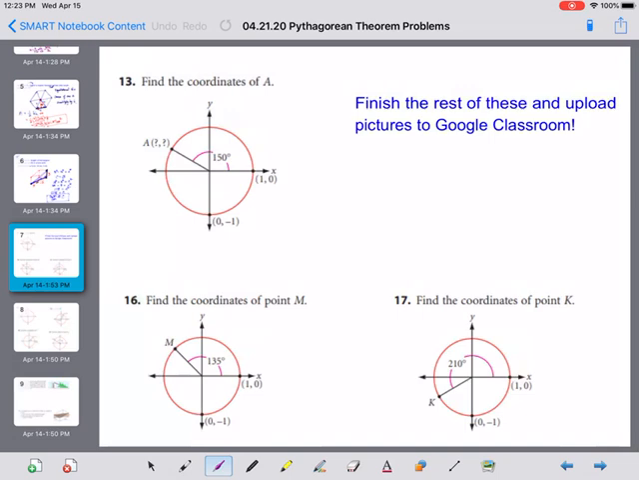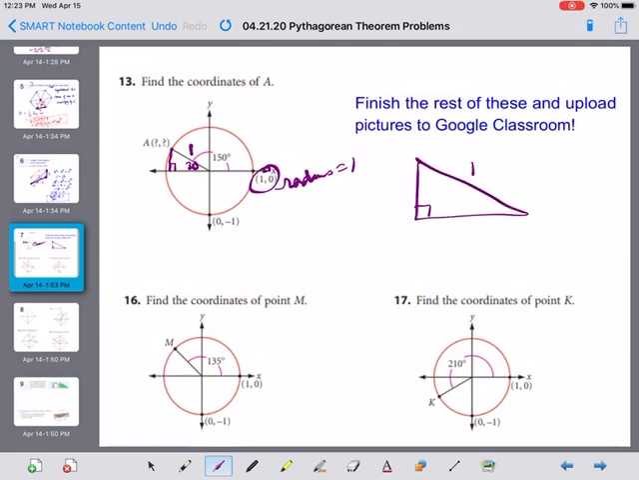So here, this one that's labeled number 13. This ordered pair here tells you the radius is 1. And then remember, you could drop the vertical down to the x-axis to make a right triangle. And this is a special right triangle. So if you rotate 150 degrees, that's 30 degrees away from west, you could say. So then that's a 30, 60, 90 right triangle.